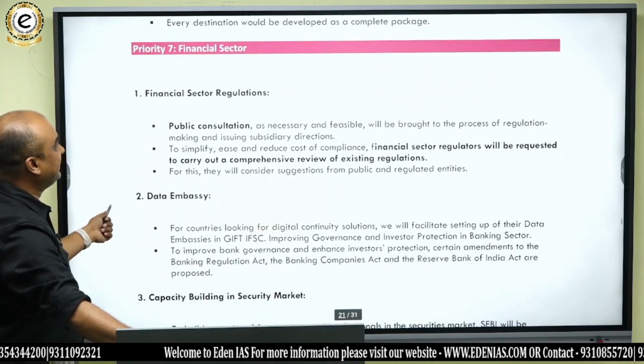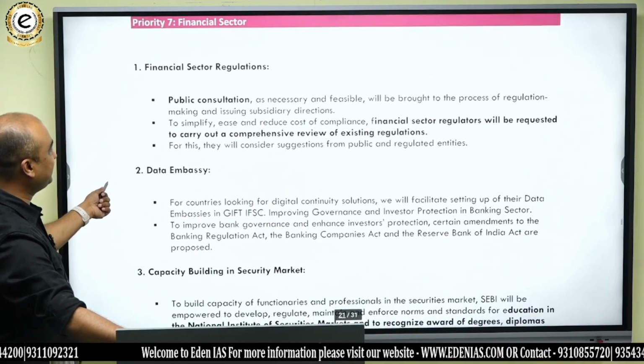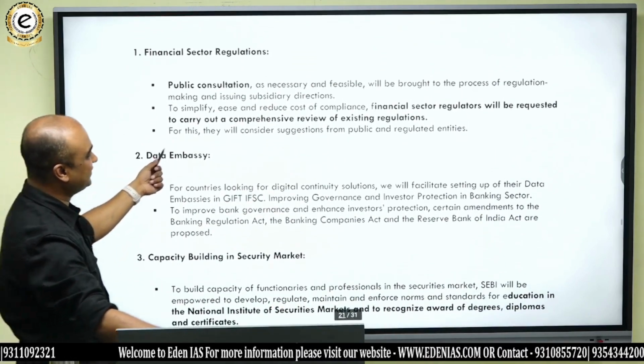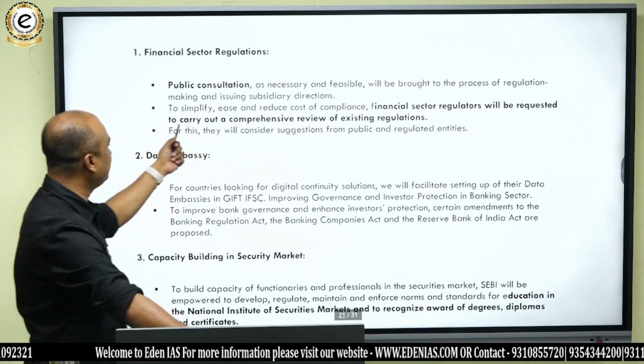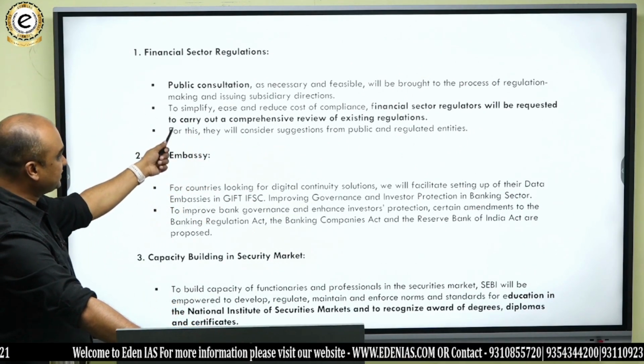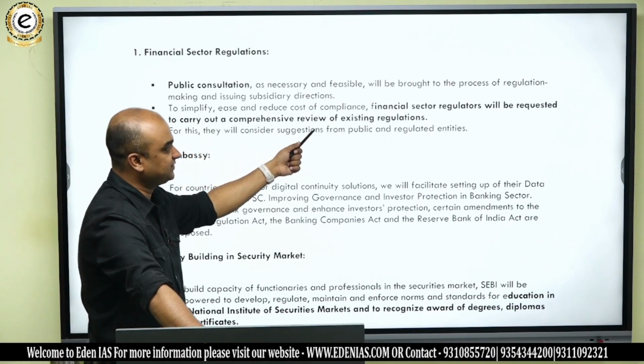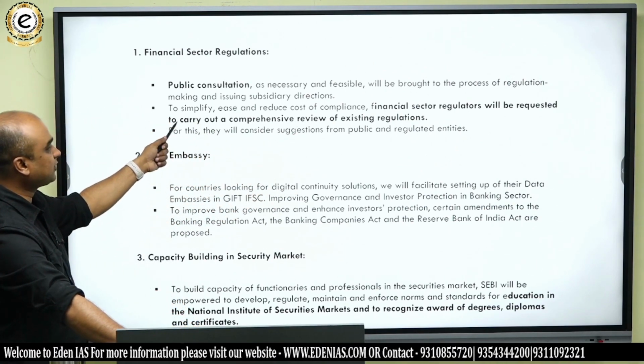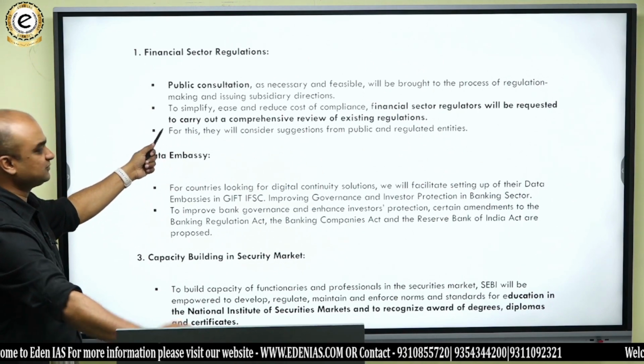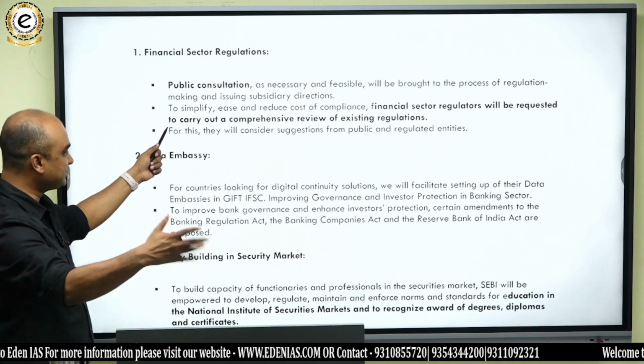7th priority is financial sector. Financial sector regulations, public consultation as necessary and feasible will be brought to process the regulation, making and issuing subsidiary directions to simplify, ease and reduce cost of compliance. Financial sector regulators will be requested to carry out a comprehensive review of existing regulations. इसमें SEBI आ गया, RBI आ गया, सारे आ गए.